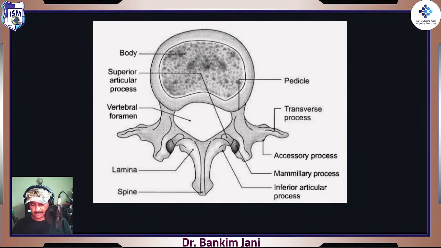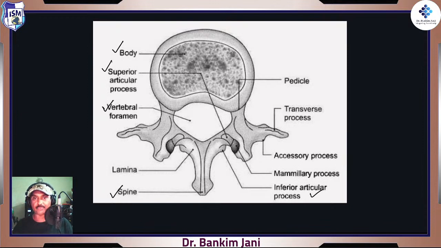So we know this part: this is the body, that is the superior articular process, vertebral foramen, and this spine, then the inferior articular process. Now let's discuss the rest of the points. We do have the base of the body, superior articular process, vertebral foramen, spine, and inferior articular process. So these many points are known. Now it becomes much easier to understand the rest.